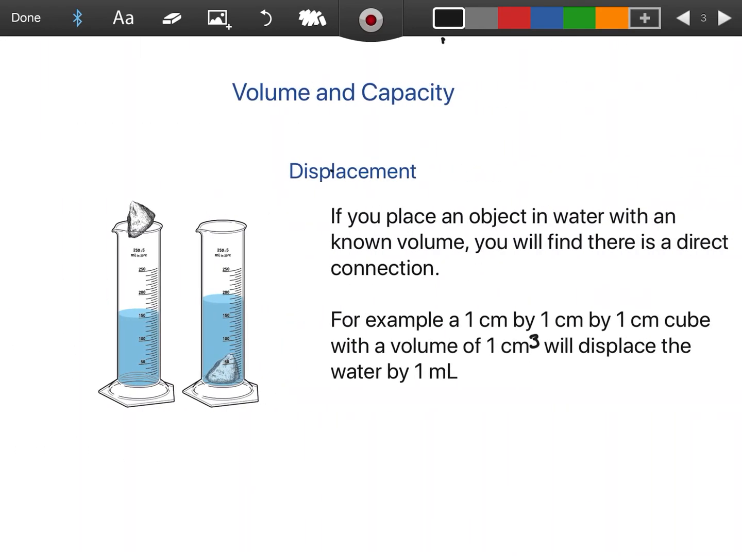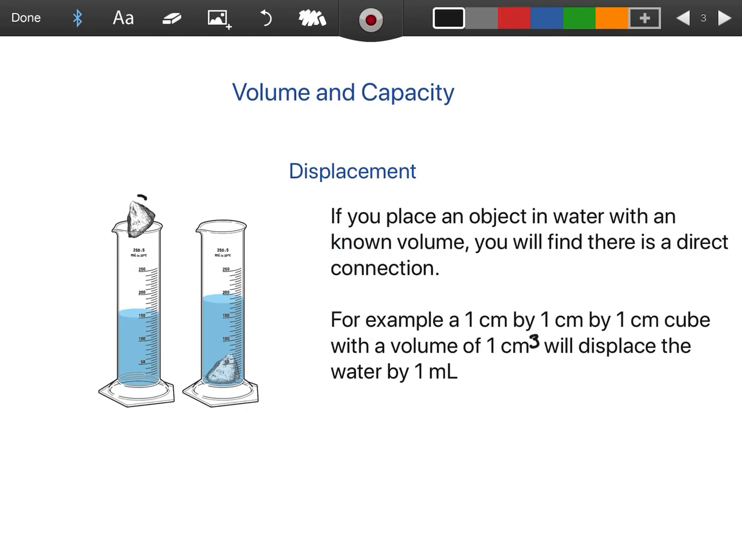There's a unique relationship between volume and capacity, and you can explore it through the concept of displacement, which you should have explored last year. It is the concept that if you place an object in water with a known volume, you will find that there is a direct relationship. For example, if you took a 1 centimeter by 1 centimeter by 1 centimeter cube with a known volume of 1 centimeter cubed, it will displace the water by 1 milliliter.